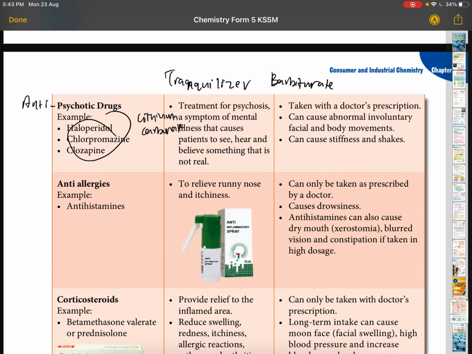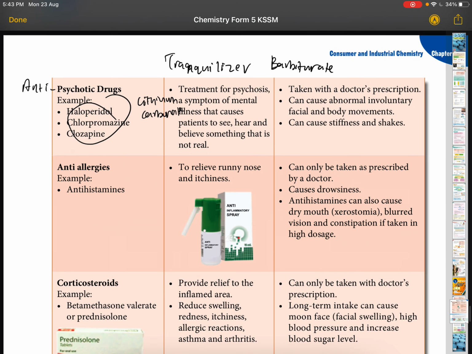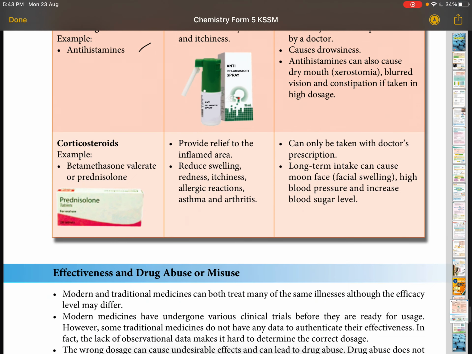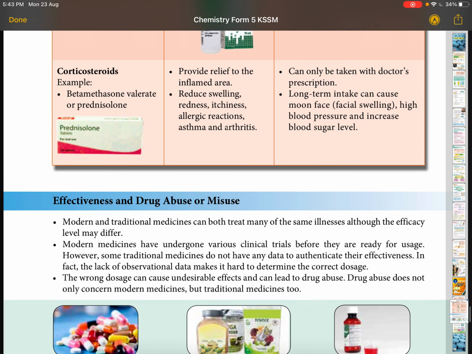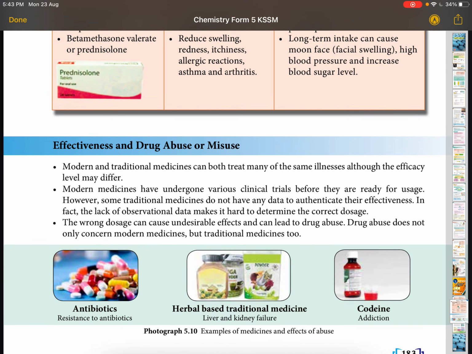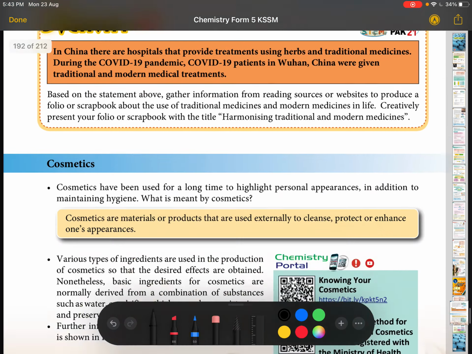Okay, next is anti-allergies. They are for things like runny nose and itchiness, because of allergies. The examples are antihistamines. And lastly is corticosteroids. Corticosteroids are for wounded areas, to reduce the swelling or any rashes. The example, I'm not going to read that. This basically says it's good, but don't overuse it, don't overdose.